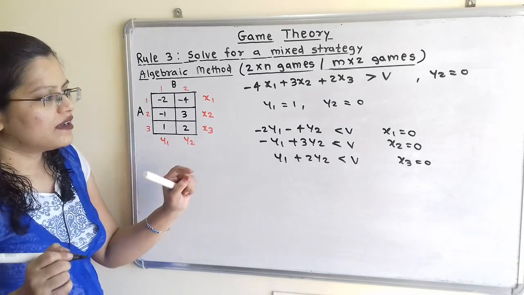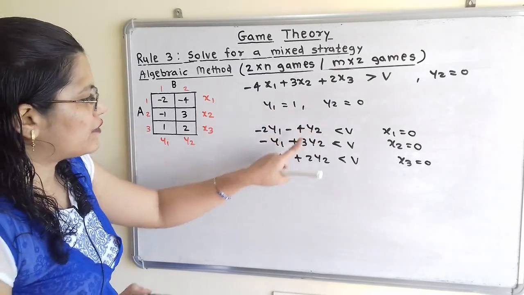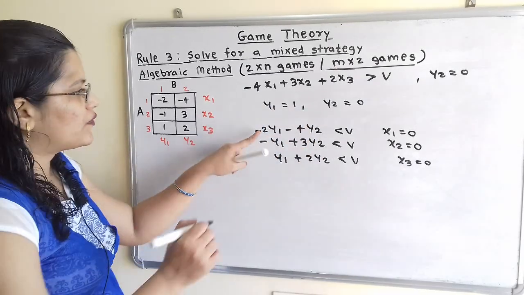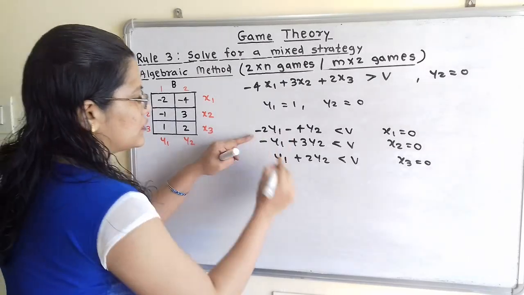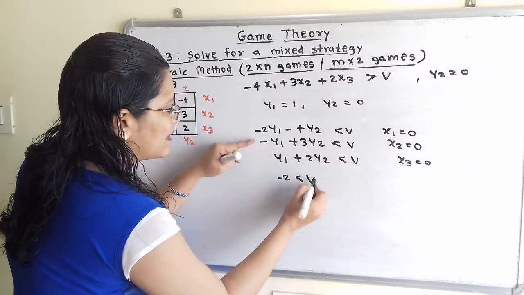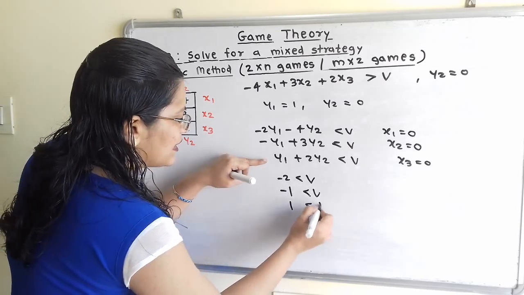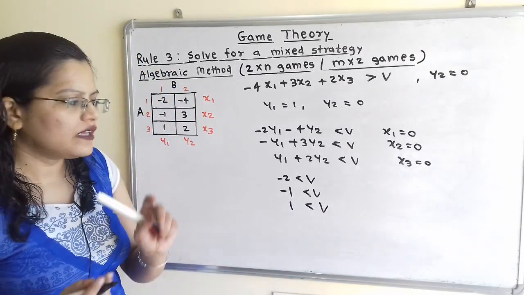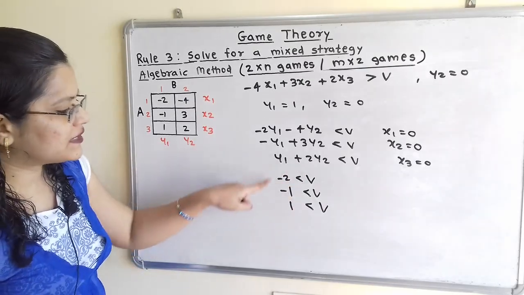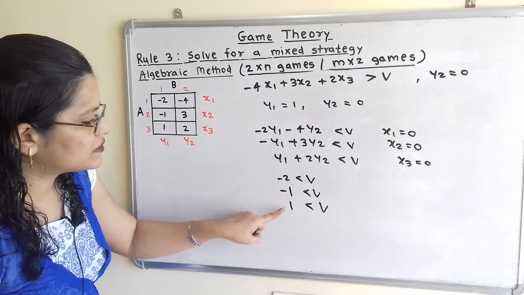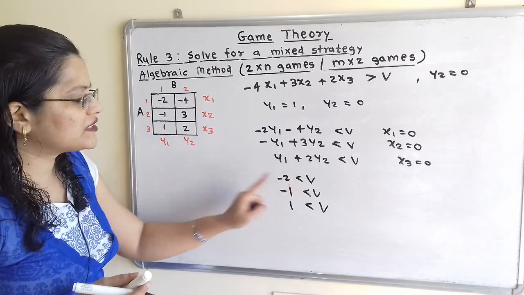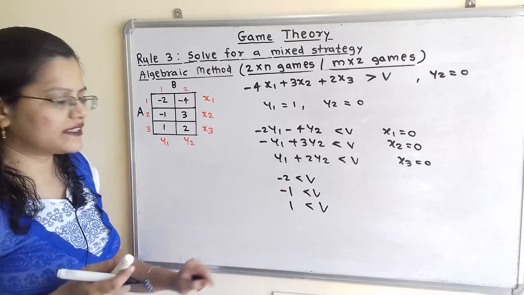Now we will put the values of y1 and y2. All these y2s are 0, so we will take y1 is equal to 1. So minus 2 is less than V, minus 1 is less than V and 1 is less than V. Now we will compare these three elements, minus 2, minus 1, 1. So minus 2 is less than V, minus 1 is also less than V.